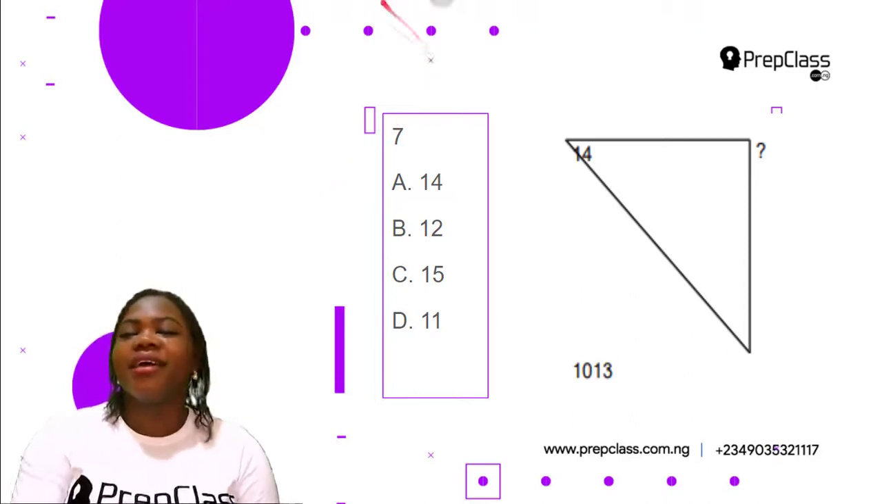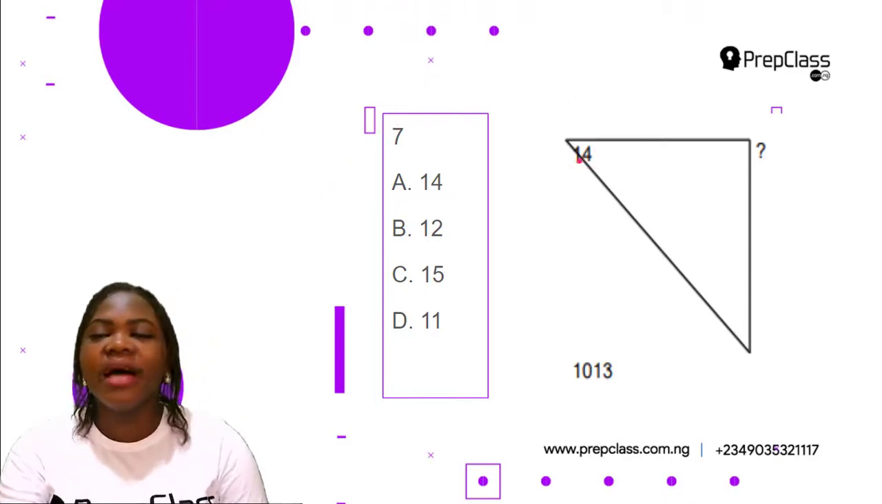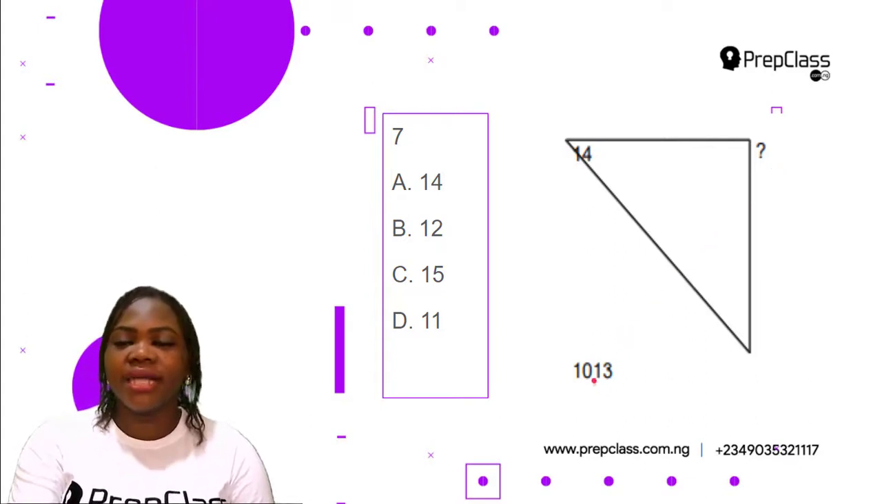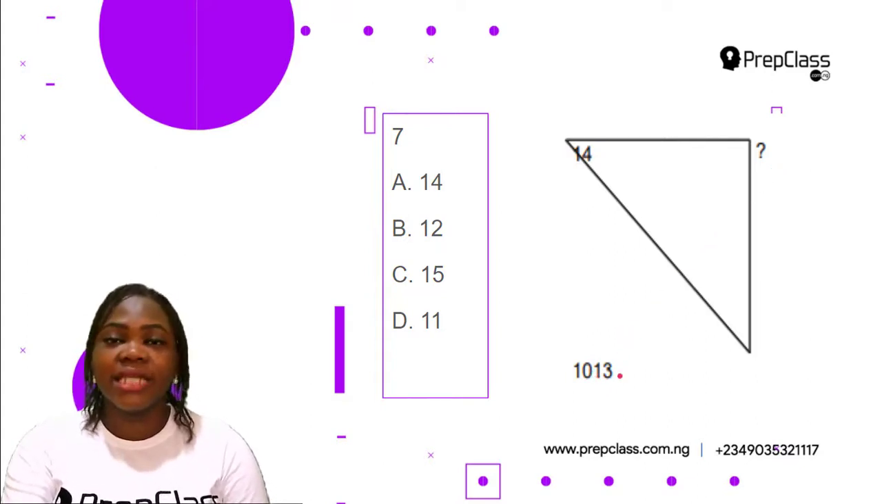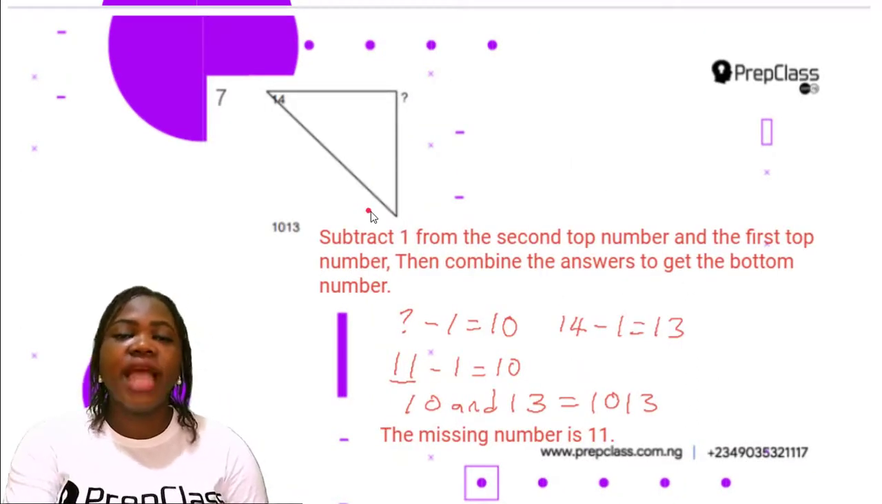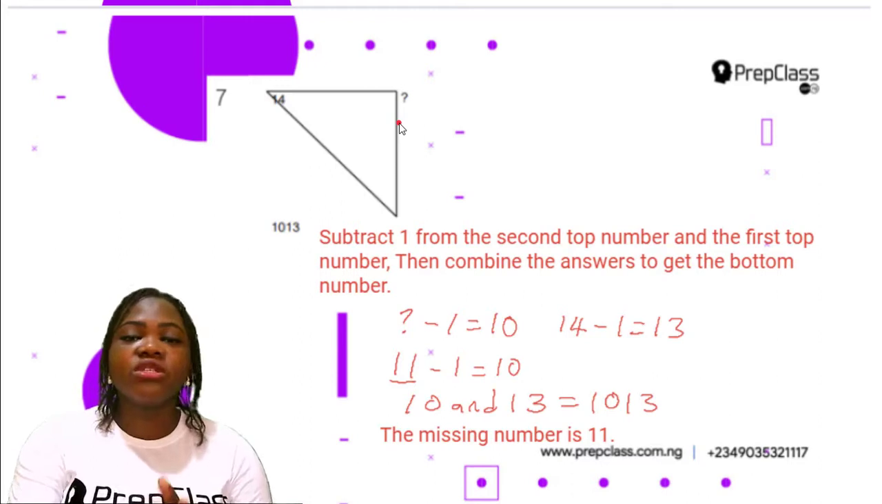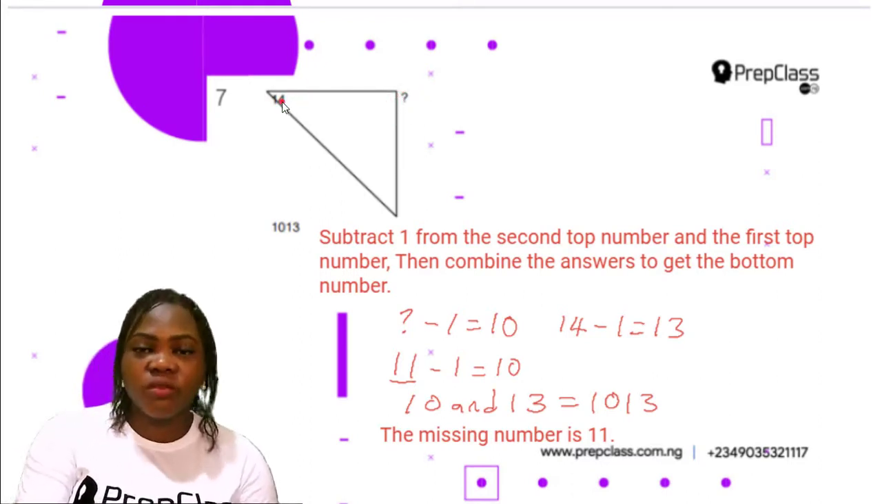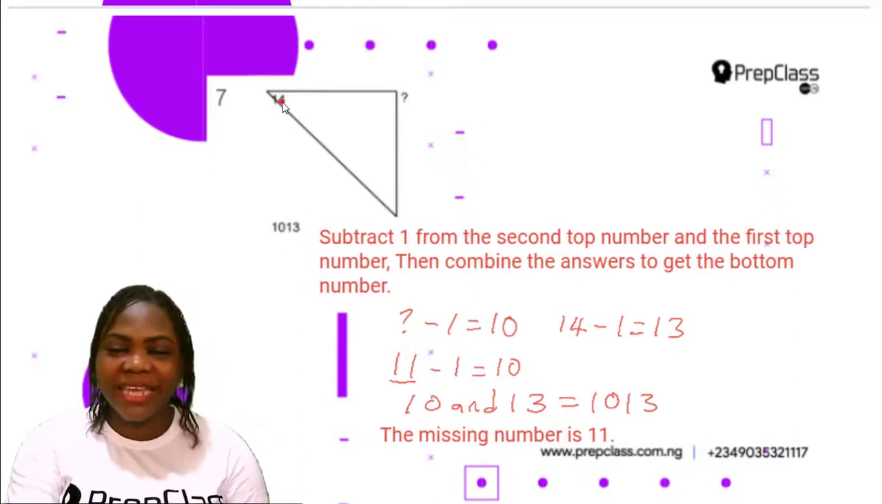Okay, so let's move on to question 7. Here we're given a top number, then the second top number is missing. Then we're given the bottom number as 1013. Okay, so how do we do this? Remember, from the samples, to get the bottom number, all we have to do is to subtract 1 from the second top number, then subtract 1 from the first top number, and then combine the answers.